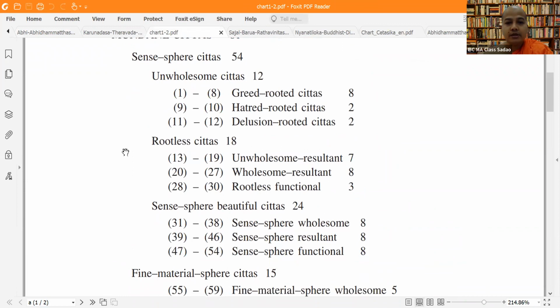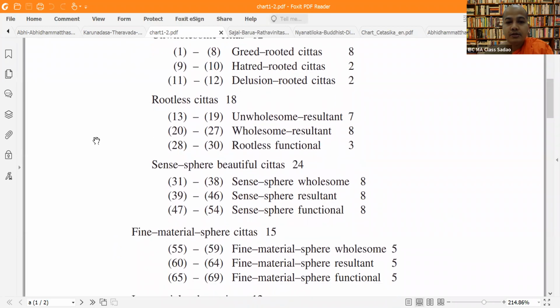We have completed our discussion of the kamavachara cittas in three categories basically. The unwholesome cittas, right? Cittas rooted in greed, hatred, and delusion. So these are the three roots of unwholesome that are mentioned in early Buddhist texts and also in the Abhidhamma text. You can see that all other kinds of negative emotional and psychological aspects come under these three broad terms: lobha, dosa, and moha.